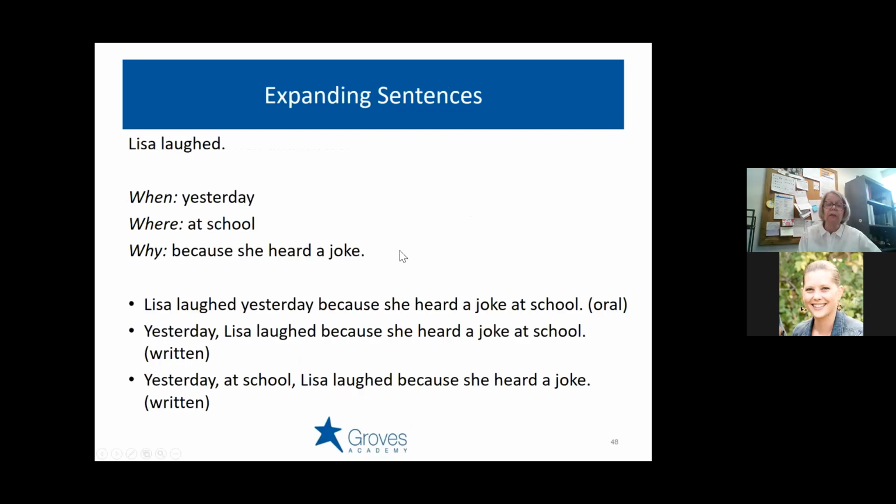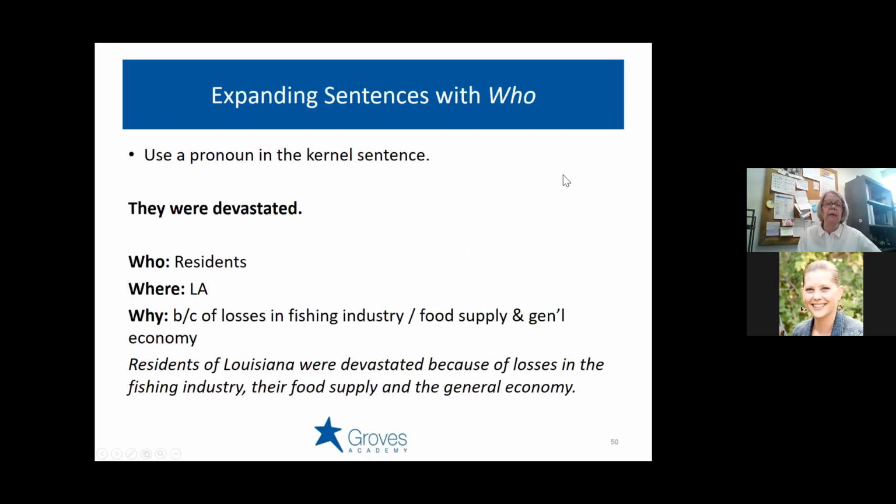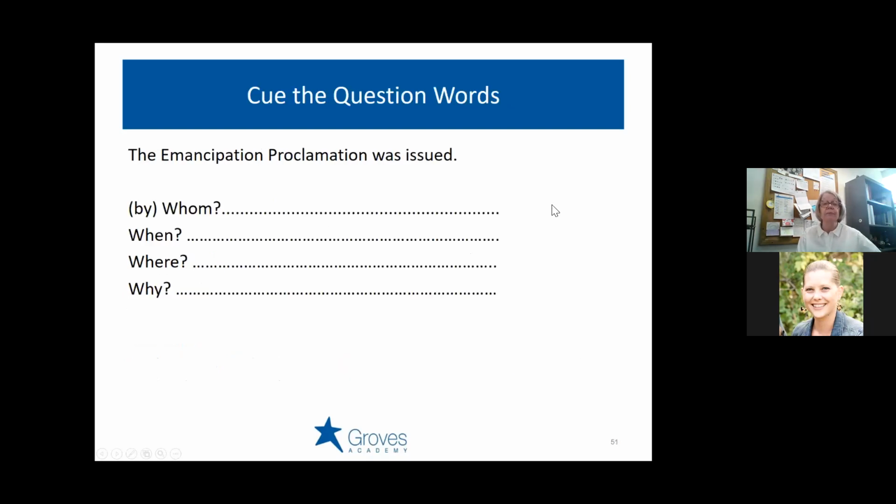And then I'm gradually going to add why and because, and why, how, and again, by whom, when, where, why, and so on. So you can add up to 5 modifiers here in a sentence, maybe even 6 if you use all of your question words.